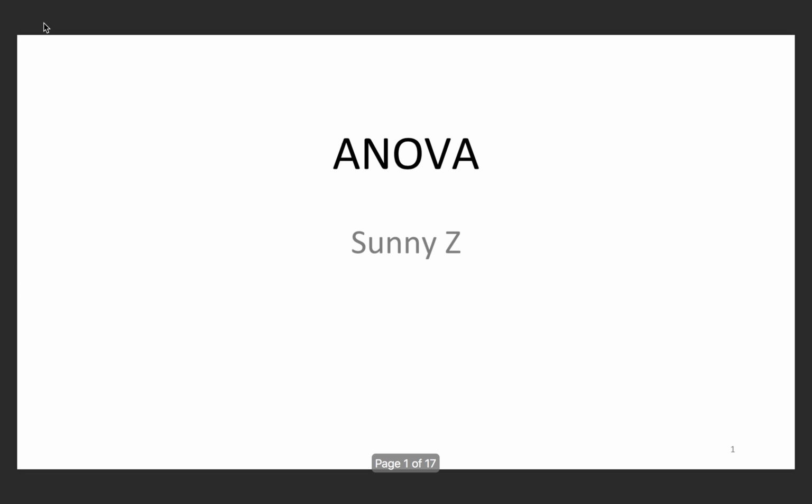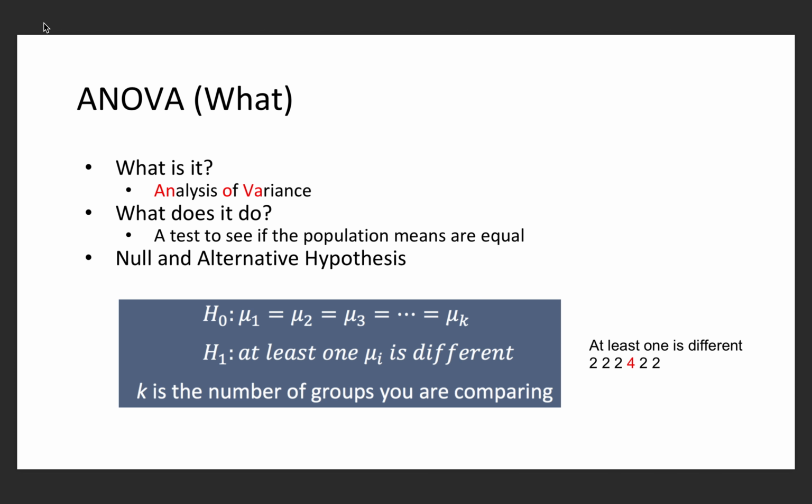Now we're going to do ANOVA. I know we covered this topic a really long time ago, so let's just go through it really quickly. What is ANOVA? ANOVA is analysis of variance, so that's ANOVA here. So what does it do?